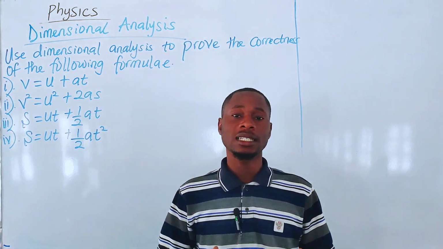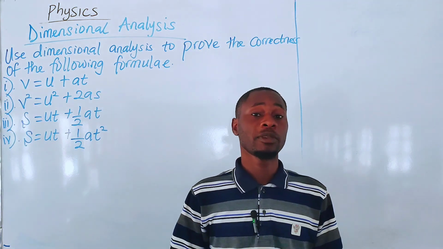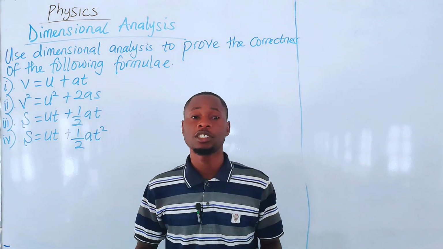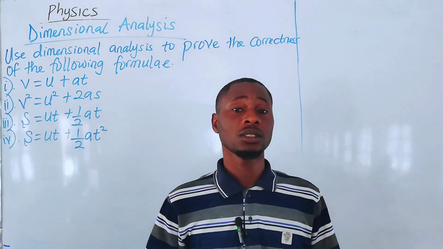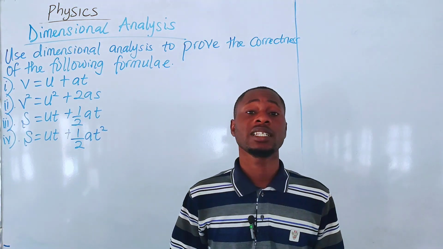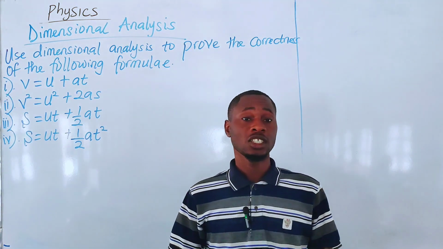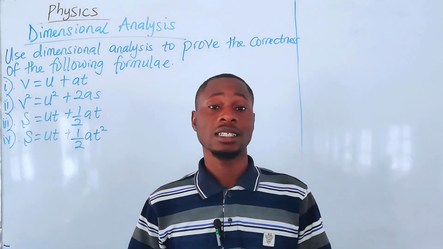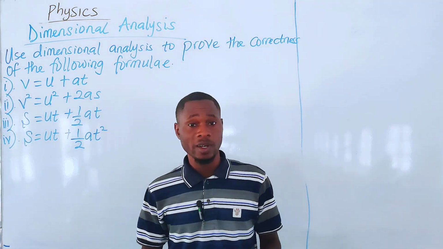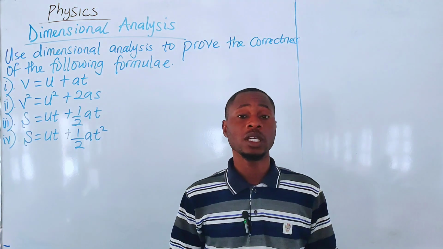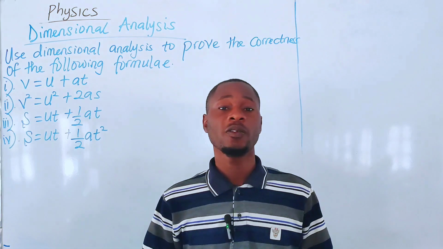All right, today we'll be looking at how we can use dimensional analysis to check the dimensional correctness of an equation. Now, one of the uses of dimensional analysis is to check the dimensional correctness of a given equation. And what do we mean by dimensional correctness? To check if an equation is dimensionally correct or not dimensionally correct. And in this video, we are going to learn how we can check for the dimensional correctness of an equation.